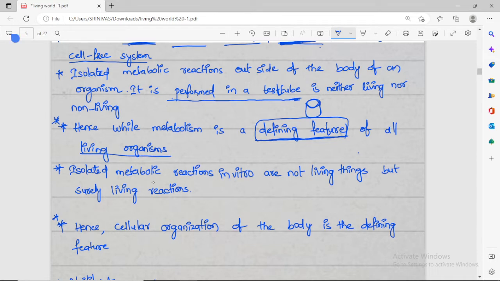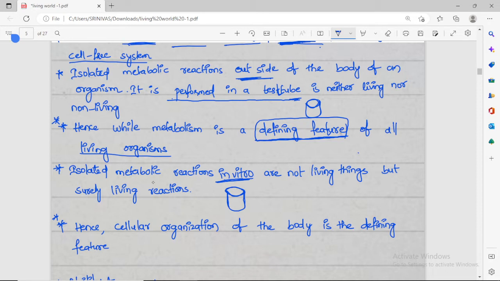Next, see here. Isolated metabolic reactions in vitro are not living things but surely living reactions. Isolated metabolic reactions done outside of the body are called in vitro. In vitro cultures are done in a test tube.